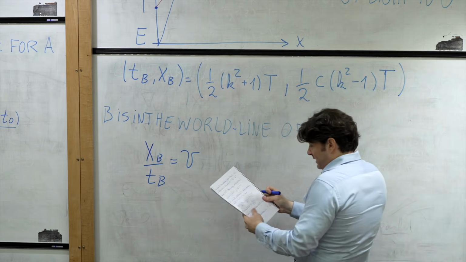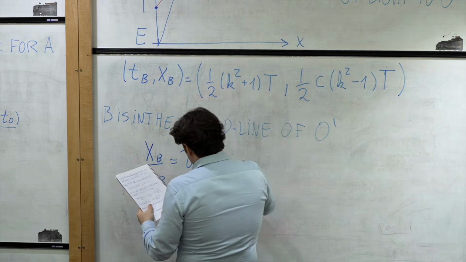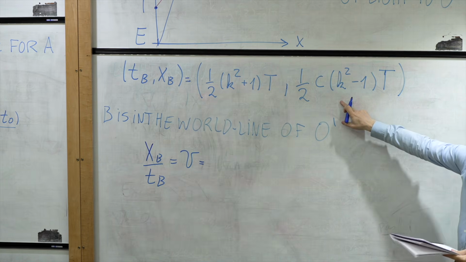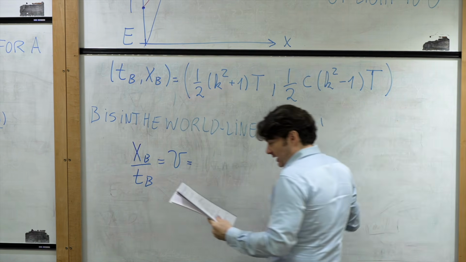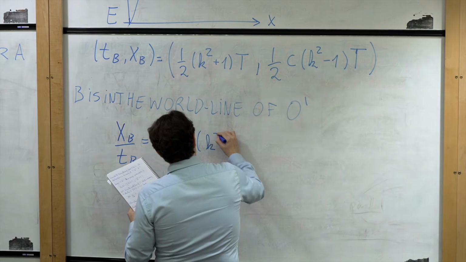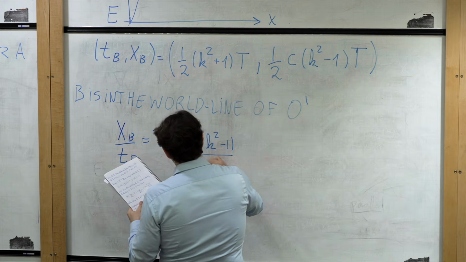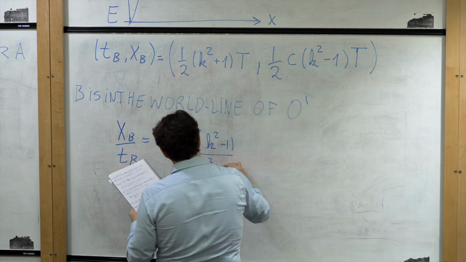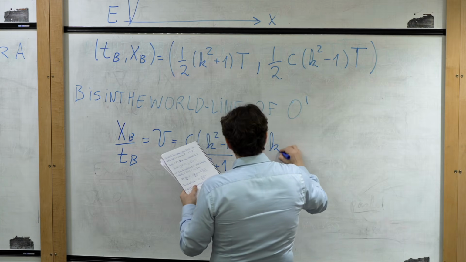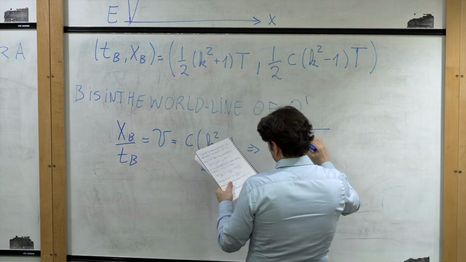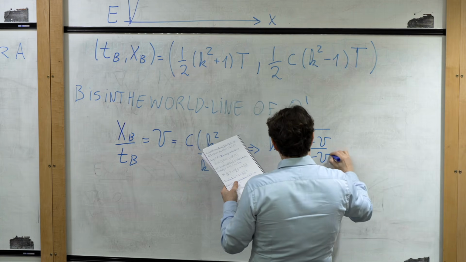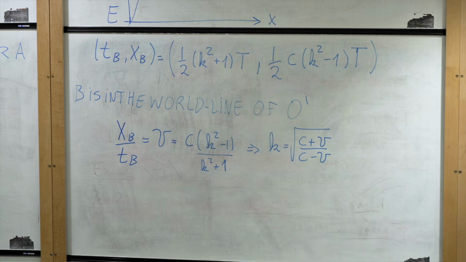But then this means that this is equal. You just take these two things, you consider the ratio of them, and this is k squared minus 1 over k squared plus 1. All right? And this implies that k is given by this.